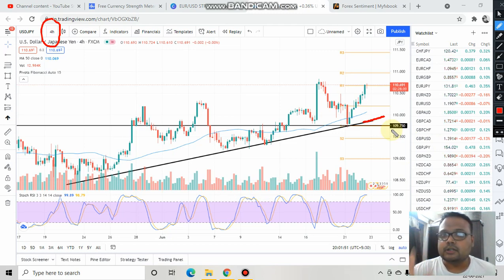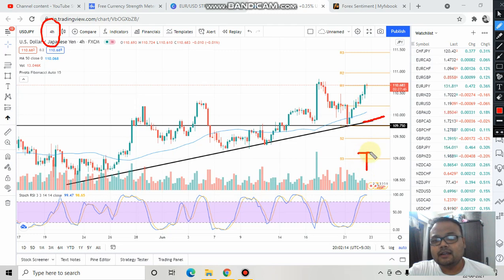Once it comes down to this particular support level, then just observe the price. As I've already mentioned, these resistance and support levels are not permanent, they are temporary. Therefore, when the market reaches the support level, just observe the price and see how the price reacts. If you see that, just like previous times, the market is taking support or the trend line is providing the required support to the market, then you can go for a buy order.